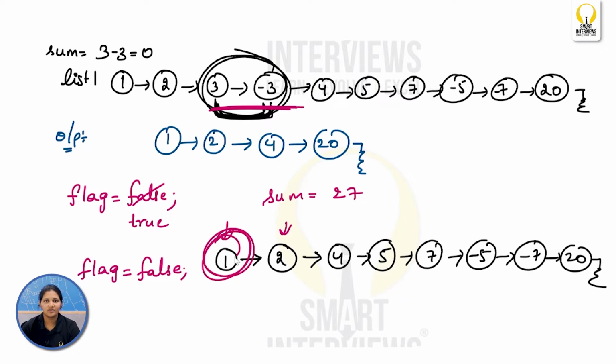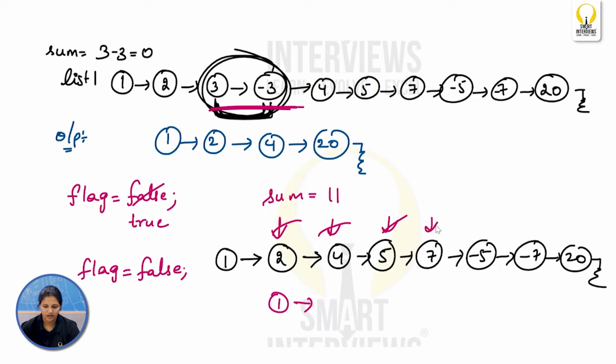this should be there in your final list because you haven't encountered 0 at least once. So 1 will be there and you have to start the same process from here. Okay, and again sum will become 0. Now when you see 2, sum will be 2 and here sum will become 6. Here it is 11 and here it is 18 and here it is 13 and this is 6 and this is 26. Now we haven't encountered 0 at least once.